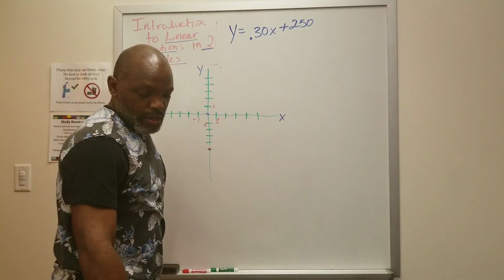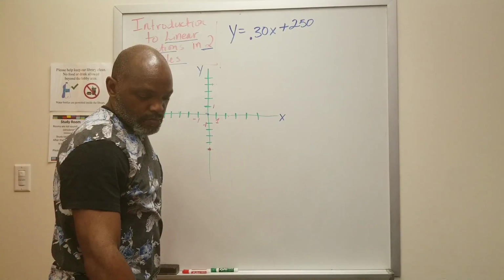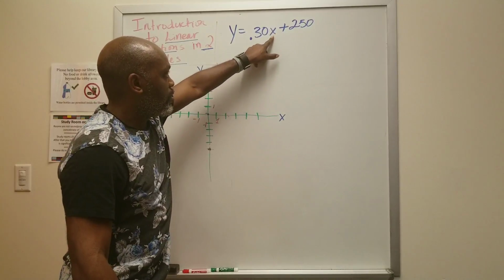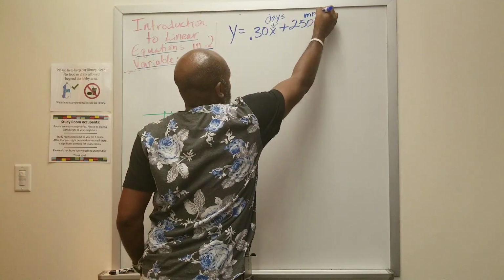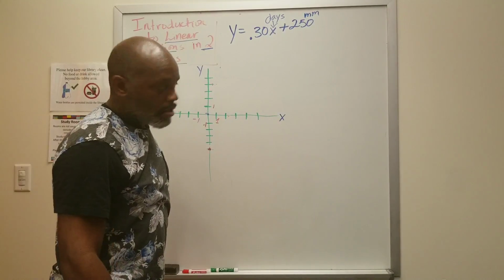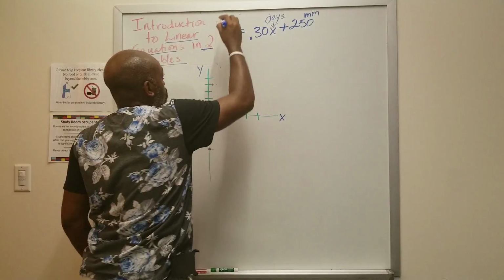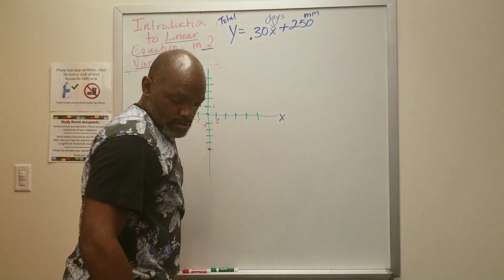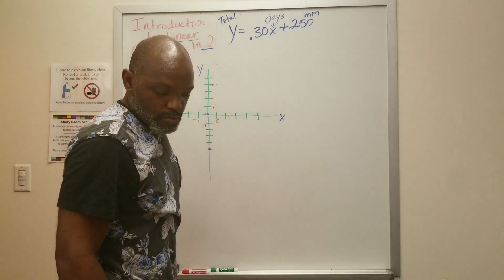problem that says the length of an 18-year-old female's hair is measured to be 250 millimeters, which is almost 10 inches. The length of her hair after X amount of days, so this represents days. This represents how long it is. Can be approximated by this particular equation, where y is the length of her hair in millimeters. So y is the total. Okay. This 0.30 is how much it grows per day.